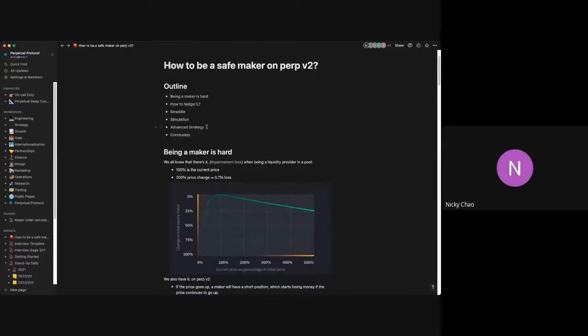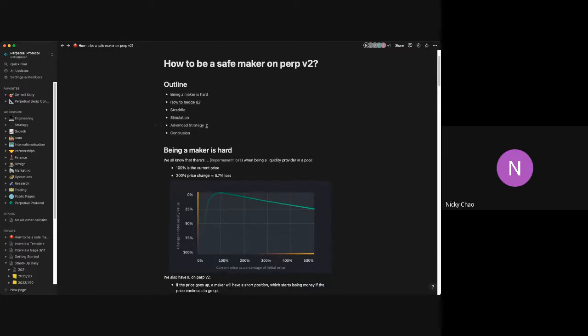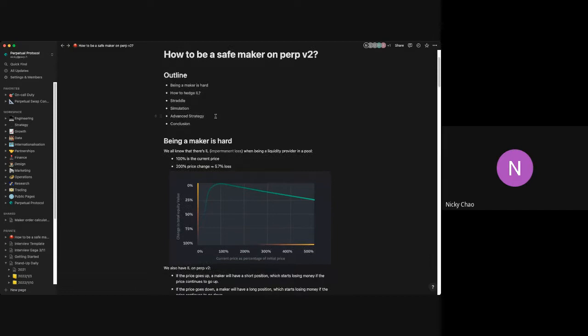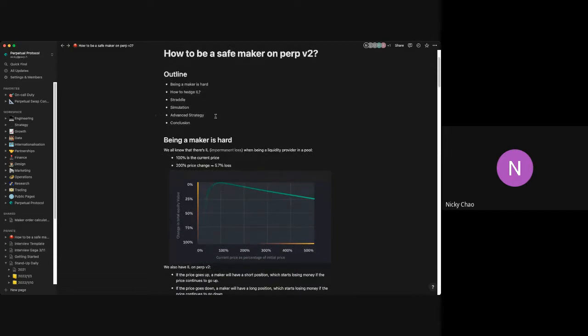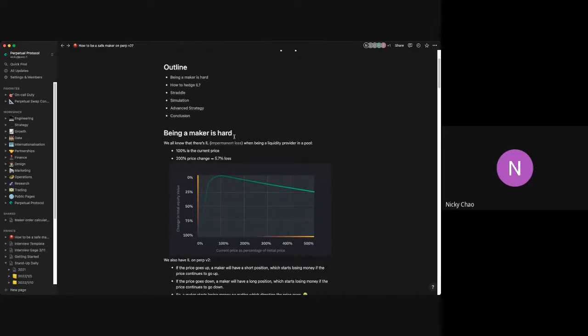And also I'll cover some advanced strategies. One is from weighting. And so it can cover the case where the maker APR or maker fee is not high enough to cover the cost. And finally, I'll make a simple conclusion here.